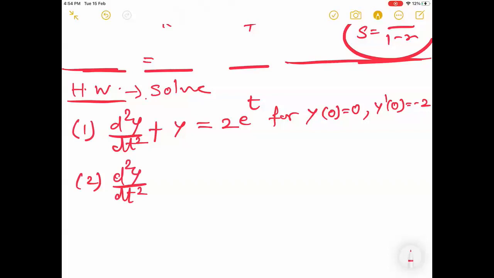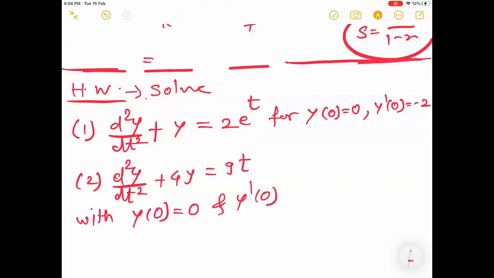d square y by dt square plus 4y is equal to 9t, with y(0) is equal to 0 and y dash (0) is equal to 7.